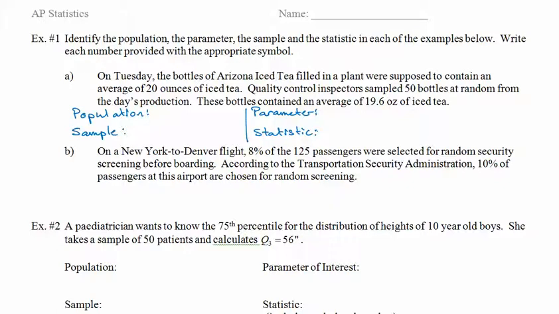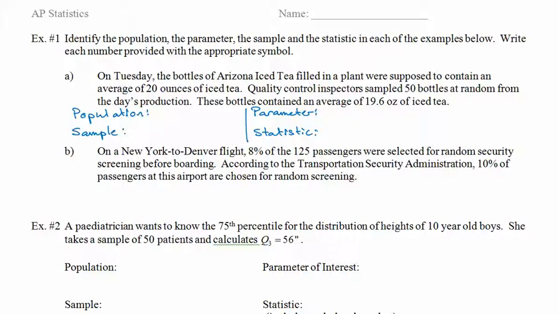So now that you've had a chance to look at the first one, let's just go over it. On Tuesday, the bottles of Arizona iced tea filled in a plant were supposed to contain an average of 20 ounces of iced tea. Quality control inspectors sampled 50 bottles at random from the day's production. These bottles contain an average of 19.6 ounces of iced tea.